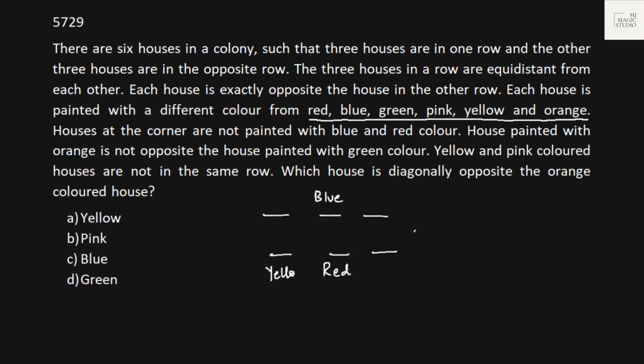So if yellow is there, pink should be in the opposite row, and orange and green are not opposite to each other. Pink would be diagonally opposite yellow. That is fine. Which house is diagonally opposite the orange colored house? If here is orange, then here is green. Orange and green should be diagonally opposite each other. It should be D, green.